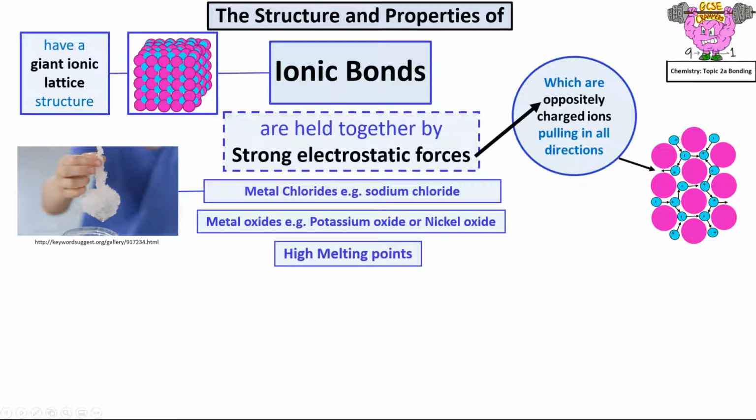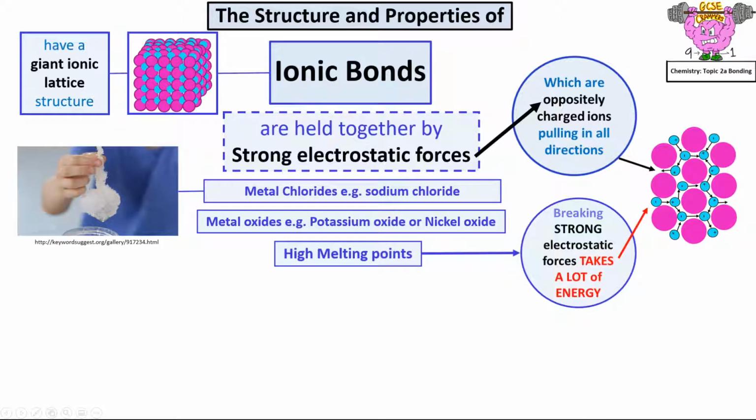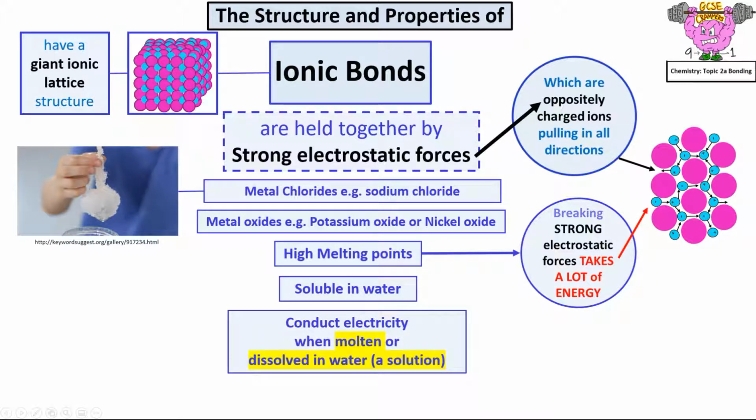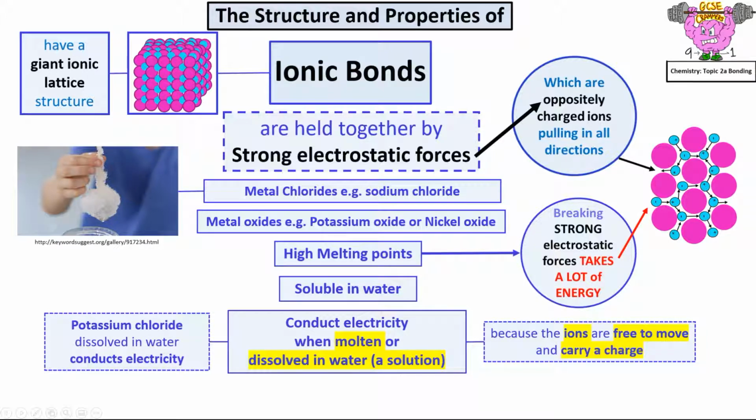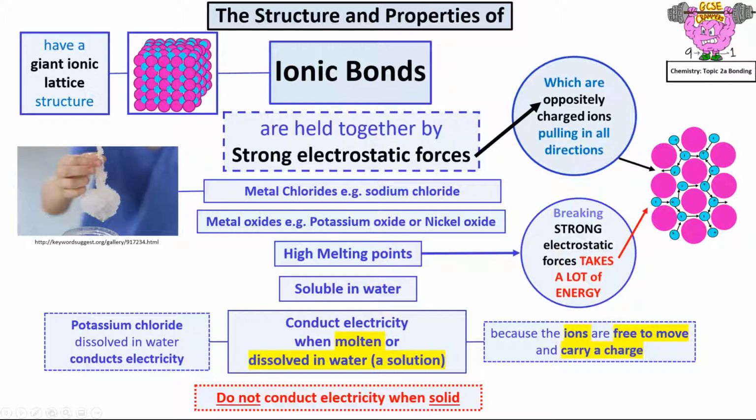They have high melting points because breaking strong electrostatic forces takes a lot of energy. They are soluble in water. Ionic compounds only conduct electricity when molten or dissolved in water or in a solution, because the ions are free to move and carry a charge. For example, potassium chloride dissolved in water conducts electricity. Ionic compounds do not conduct electricity when they're solid, because the ions are held in a fixed position and they're not free to move.